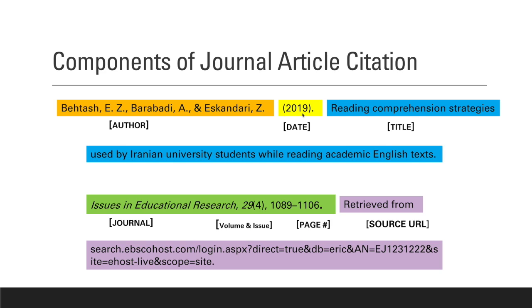The next thing you're going to see in every APA journal article citation is the year that the article was published, as well as a period after the year of publication. The next thing you're going to see is the title of the article. The title of the article is in sentence case.